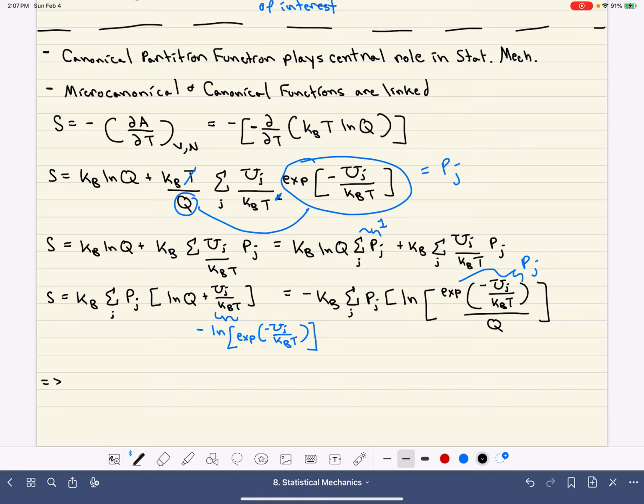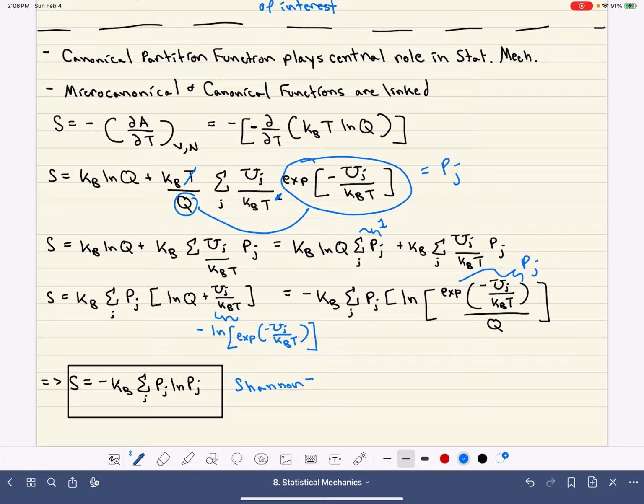So, in the end, we find that S is just equal to negative KB summation P of j ln of P of j. Right? And this we've seen before. This is the Shannon entropy equation from Module 5.